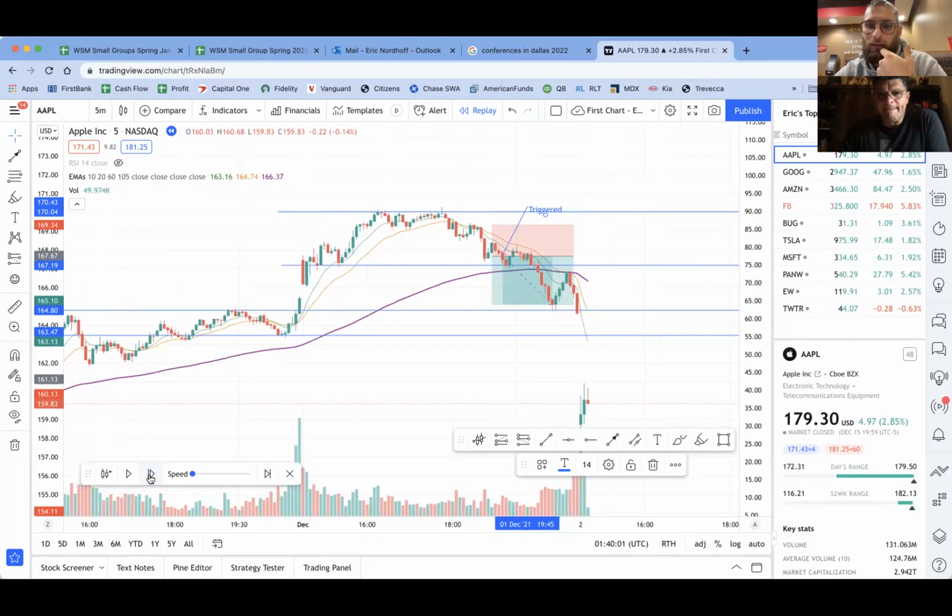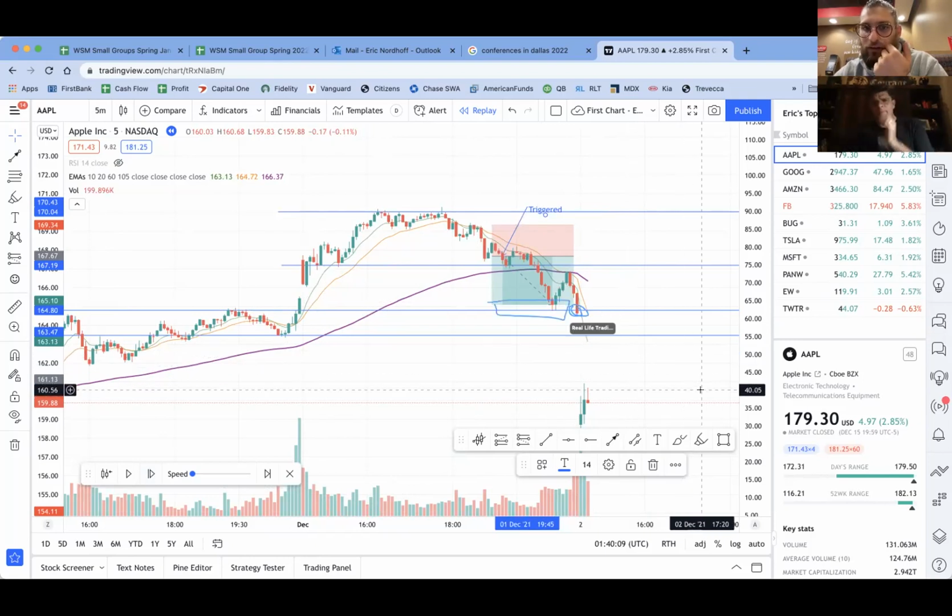Okay, so stop. So this was the total move. This was as low as price went, basically. So if price would have come all the way back up here, whatever the bottom of the move is, does that make sense? Not necessarily.